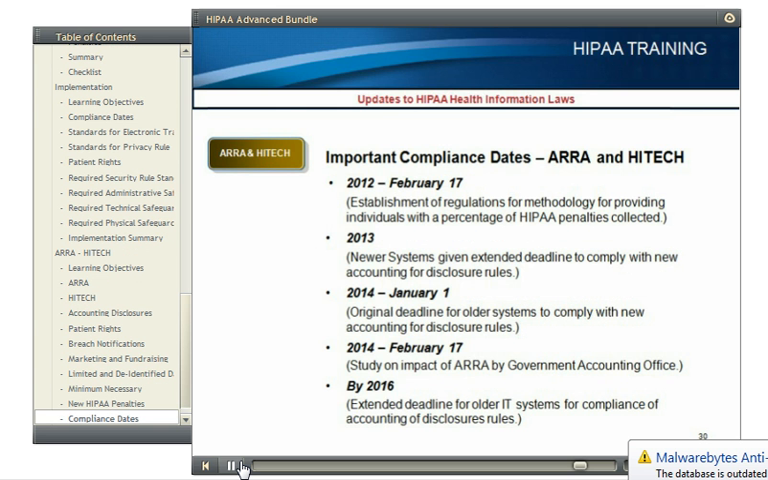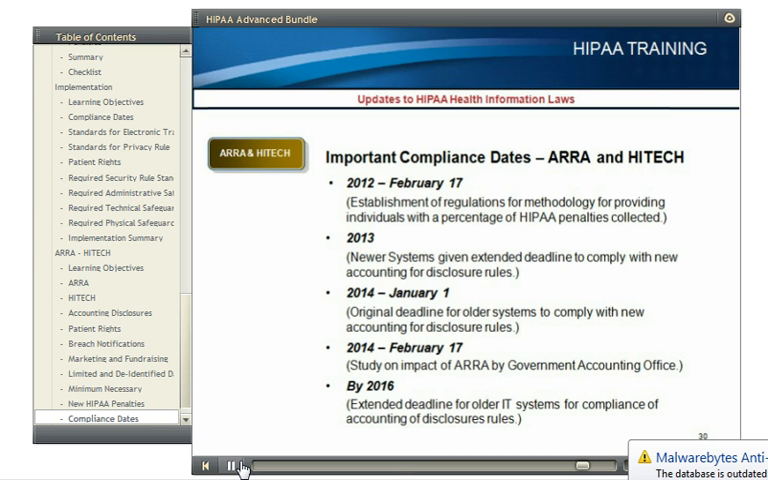Important compliance dates: HIPAA and HITECH. 2012, February 17th. Establishment of regulations for methodology for providing individuals with the percentage of HIPAA penalties collected. 2013. Newer systems are given an extended deadline to comply with new accounting for disclosure rules. 2014, January 1st. Original deadline for older systems to comply with new accounting for disclosure rules.